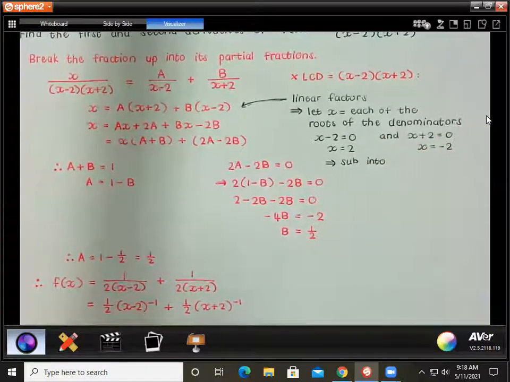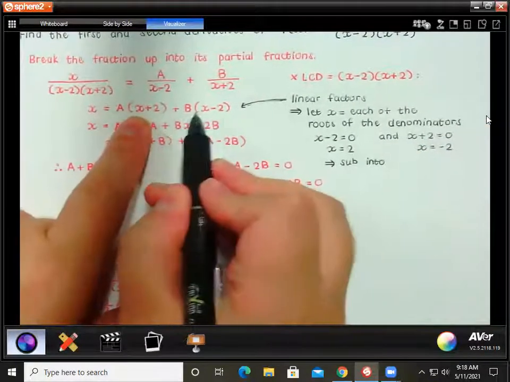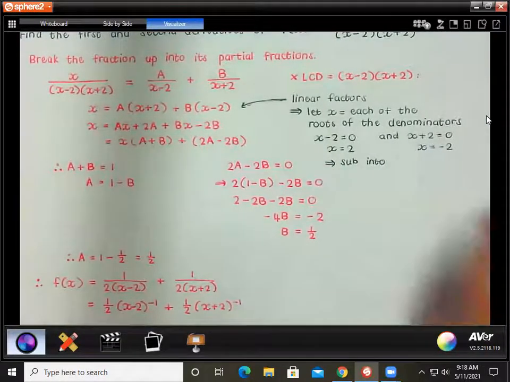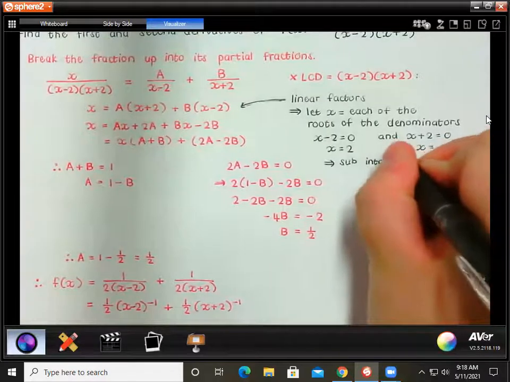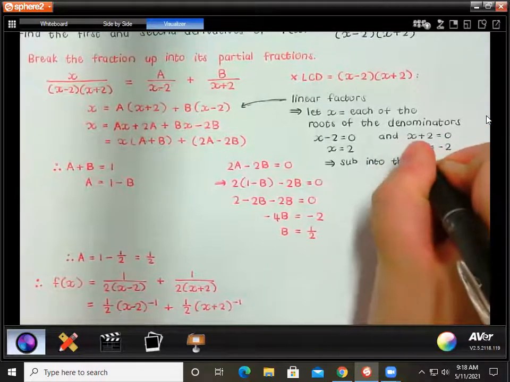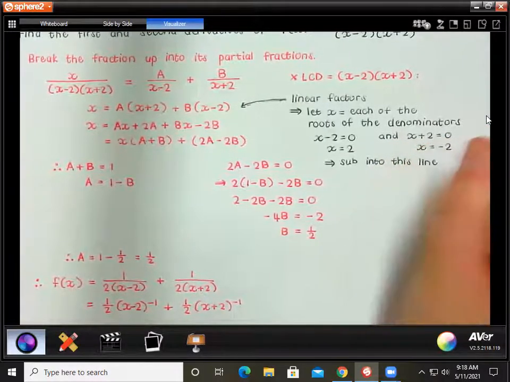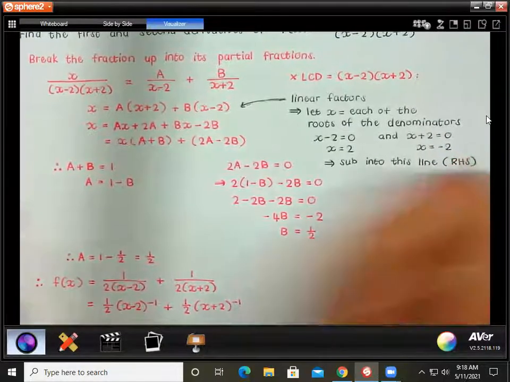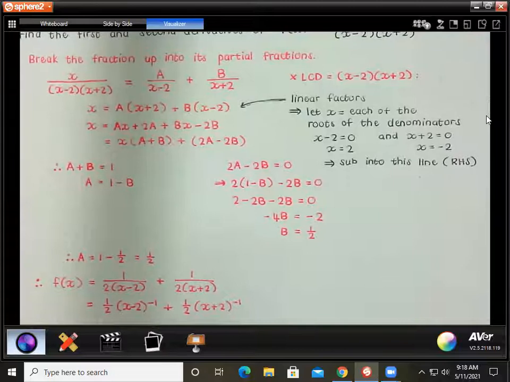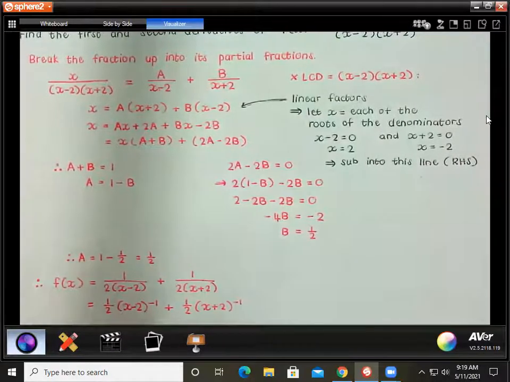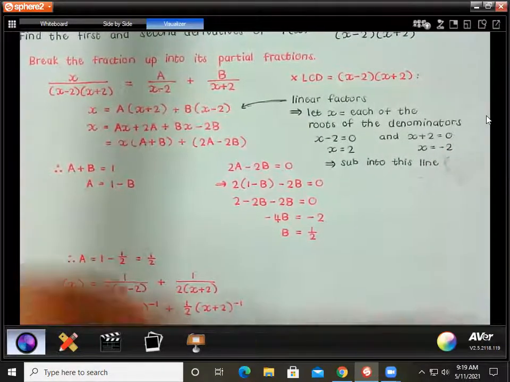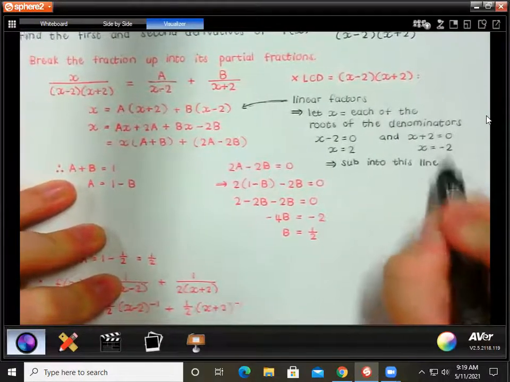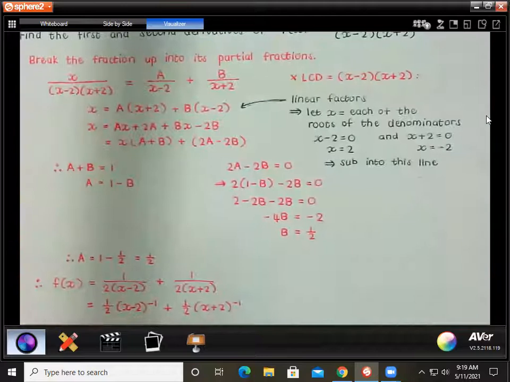Then sub into this line. Is it fine if I just say this line because I have put an arrow there? But we're going to sub it into the right-hand side of that. No, guys, sorry, I'm talking nonsense. Not the right-hand side. Sorry, because I was thinking I was solving for x. We're solving for a. Sorry. I'm still asleep. Okay, sub into this line.